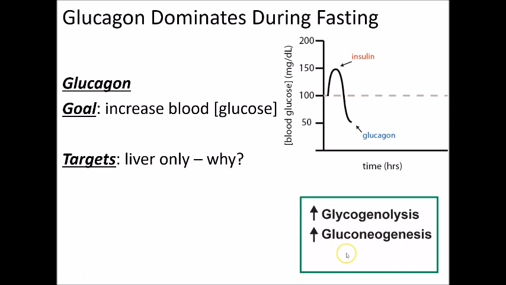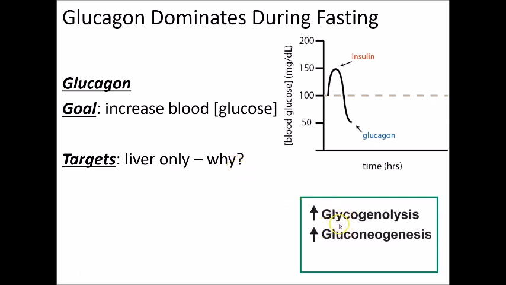Glucagon tends to be the dominant hormone during fasting. Its goal is to increase the concentration of glucose in the blood. The only target it has is the liver. Why? The answer is fairly simple. It is the receptor that gives the effect, and the only place we find glucagon receptors is in the liver.